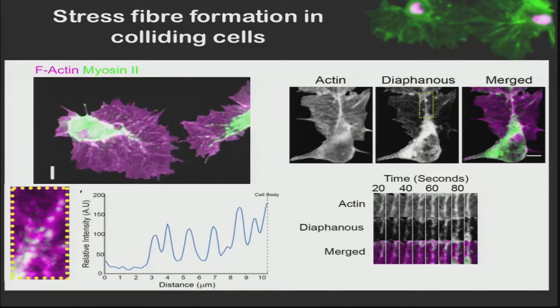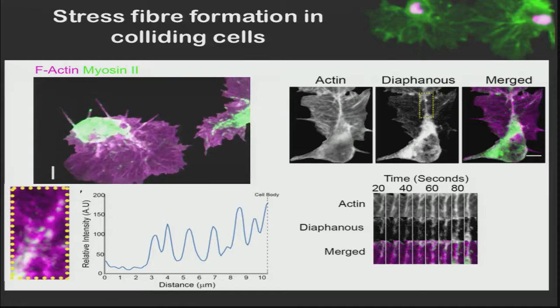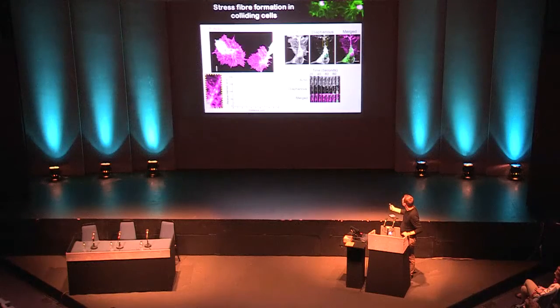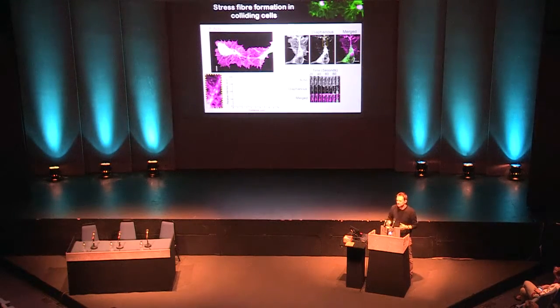So we wanted to look at other known stress fiber components to see if they were also localized along this fiber. And one that we looked at is diaphanous. Now diaphanous is a formin, and it's involved in nucleating actin filaments, and in vitro it's been shown to be required for the formation of stress fibers. And as this actin fiber develops, we see that diaphanous localizes along its entirety, which suggested to us that this is indeed a stress fiber-like structure.